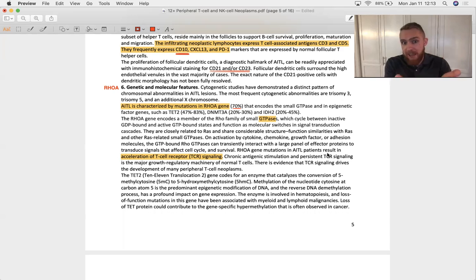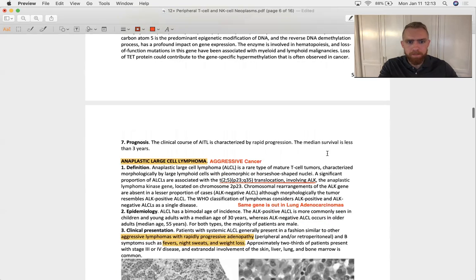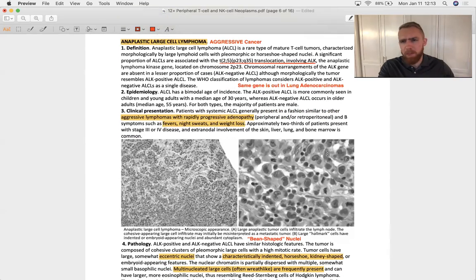And in this case, T-cell receptor signaling is GTP activated. So that's how it just stays turned on. Leads to cancer. Again, around the blood vessels. CD10, 21, 23. Not bad.